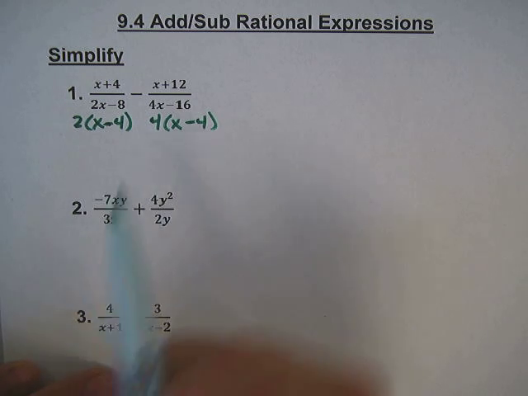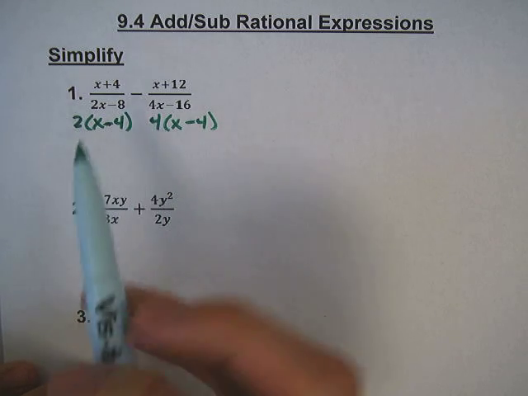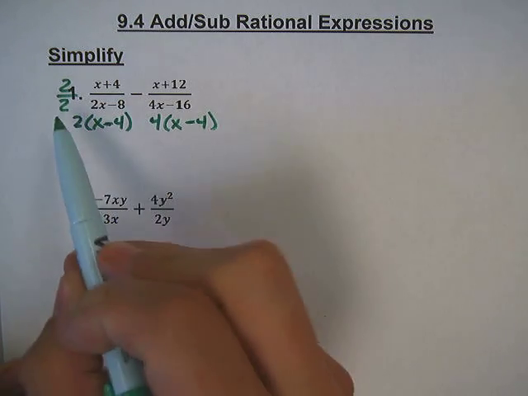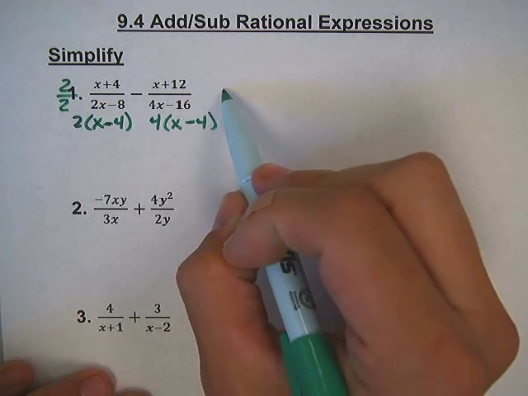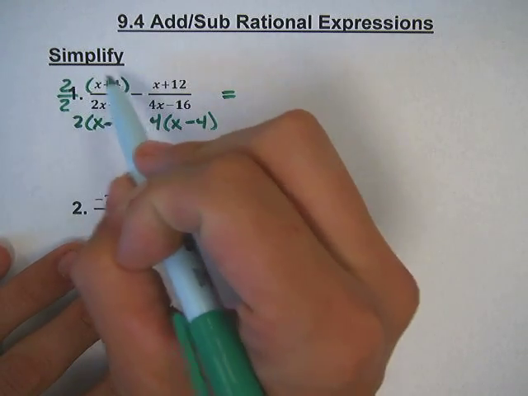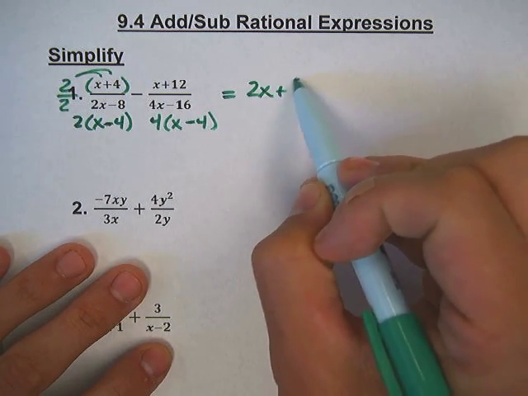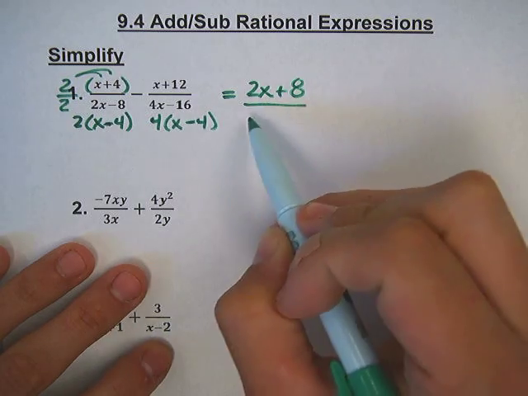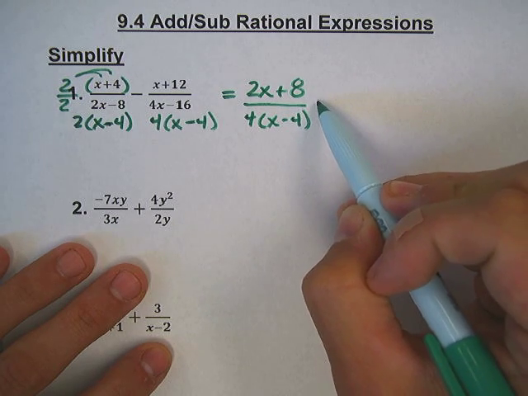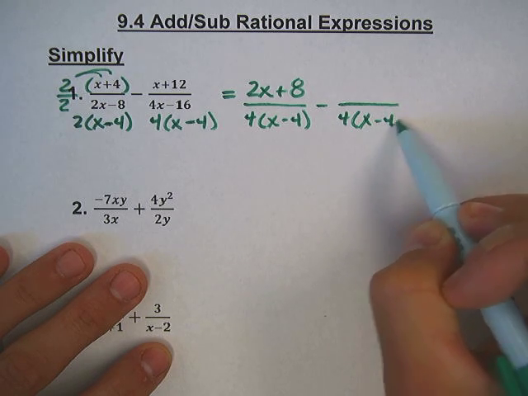So to get a common denominator, since they both have x minus 4s, this one has a 2 as a factor, this one has a 4. What I can do is multiply this left fraction by 2 over 2. And that would become 2 times 2, 4, so that will get us common denominators. So if I do that, up on top, I am going to simply distribute. So I'll get 2x plus 8. On the bottom, 2 times 2 is 4. Now I'm just going to leave it factored for a moment. And then over here, this is staying the same, obviously.